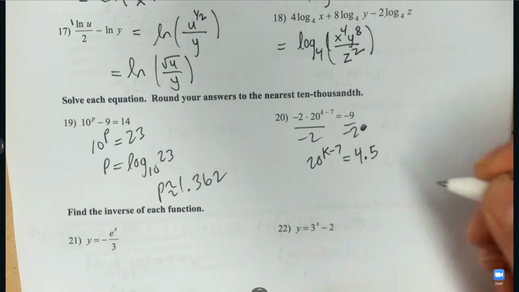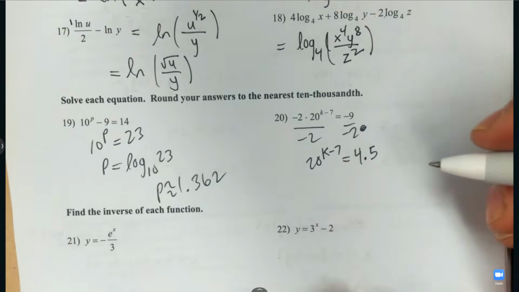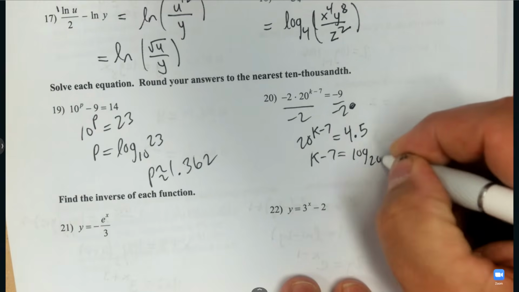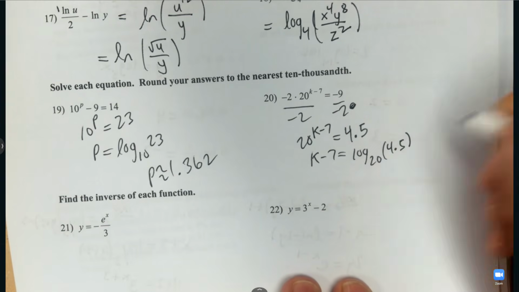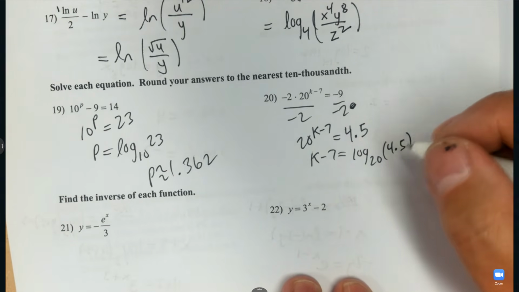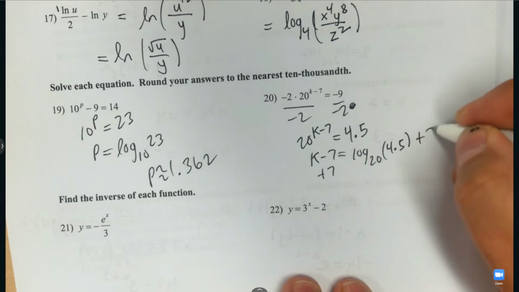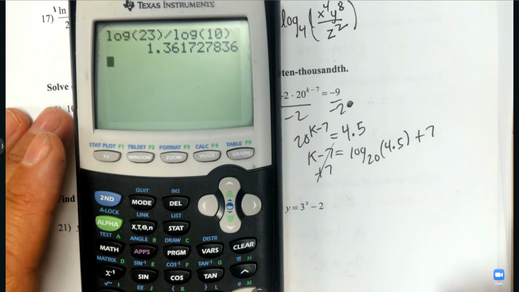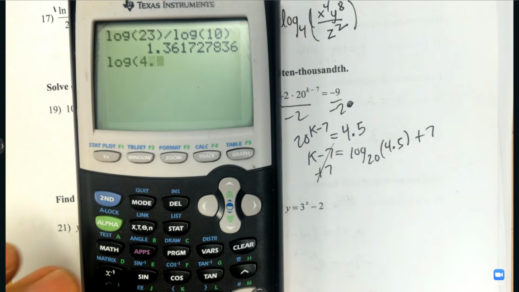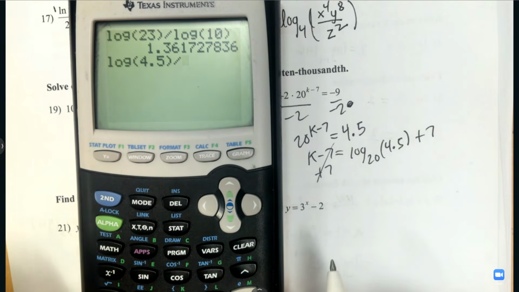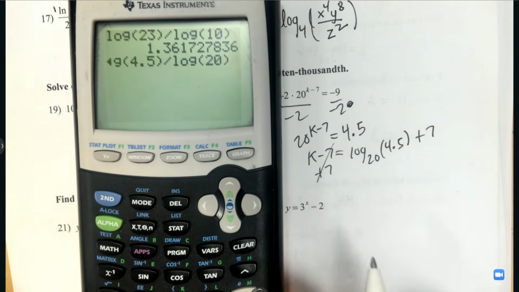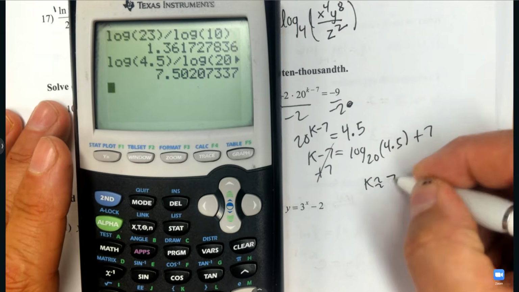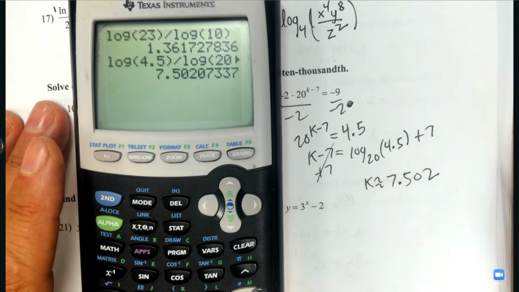I'm just going to write that as positive 4.5 or 9 over 2. Another way to write that exponent, k minus 7, is a logarithm. The base is 20, and inside the parentheses is 4.5 or 9 over 2. Add 7, and then use your calculator. So I'm going to go log 4.5 divided by log 20, and then plus 7. That's 7.502.